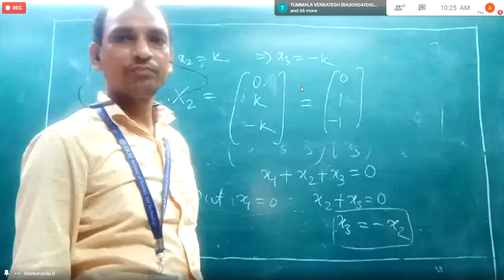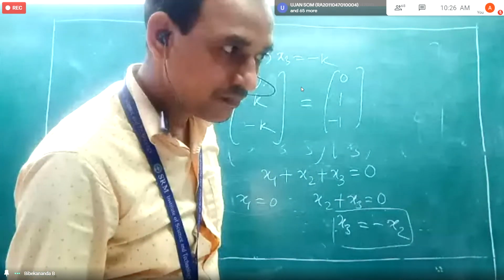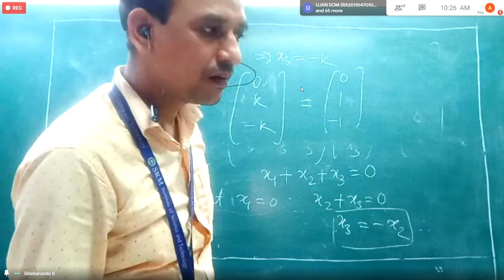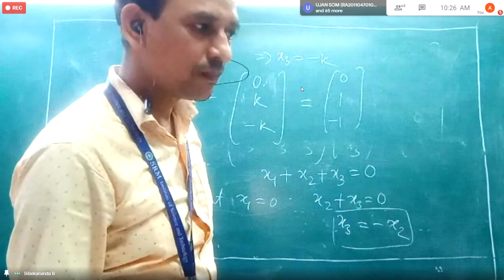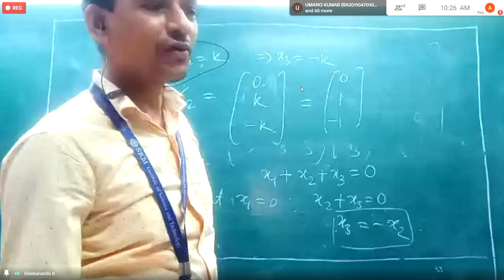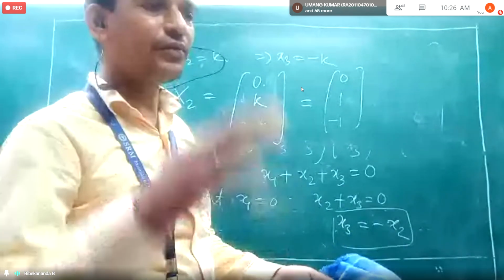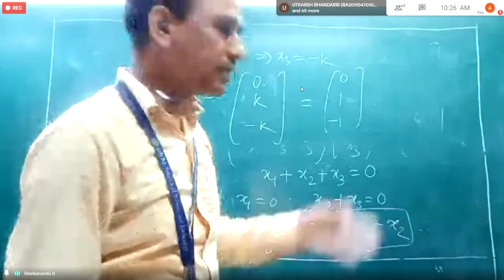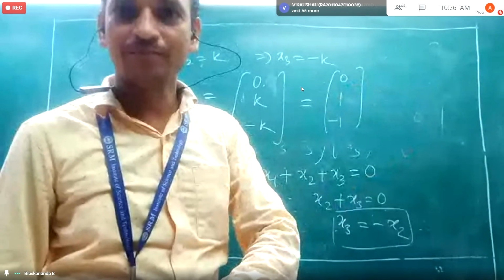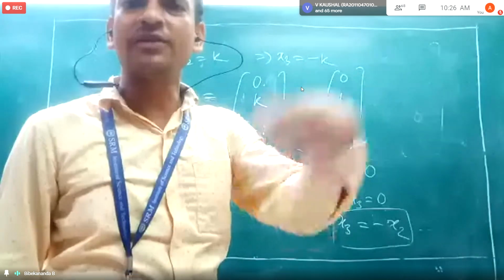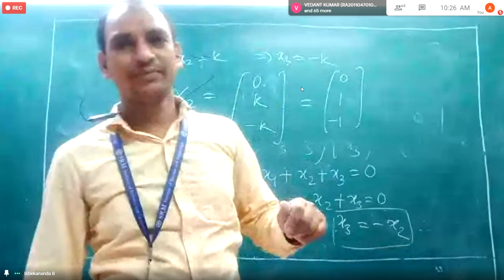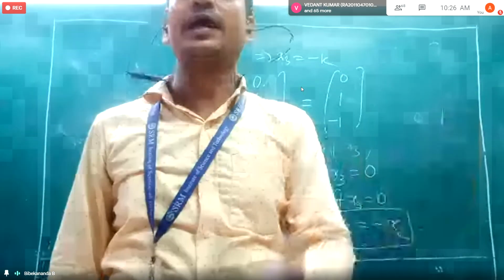Sir, simple doubt. When we get x1 plus x2 plus x3 equals 0, then why do we put only x1 equals 0? It's not compulsory that you take x1 only as 0. I considered x1 as 0 and found the relation between x2 and x3. You can take x3 as 0, find out x1 and x2. That is how I will obtain the eigenvector.